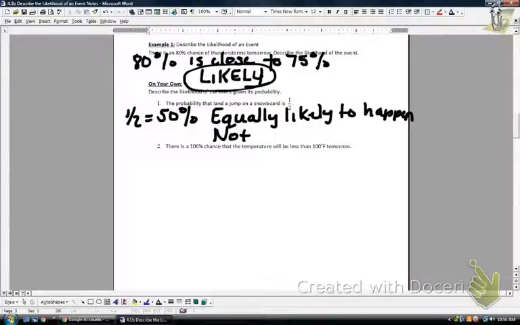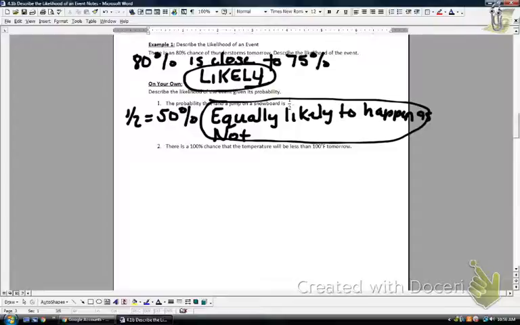All right, so the probability that land a jump on a snowboard is 1/2. 1/2 is 50%. So the description is equally likely to happen as not. All right, then let's look at the last one. There is a 100% chance that the temperature will be less than 100 degrees tomorrow. 100% is certain.